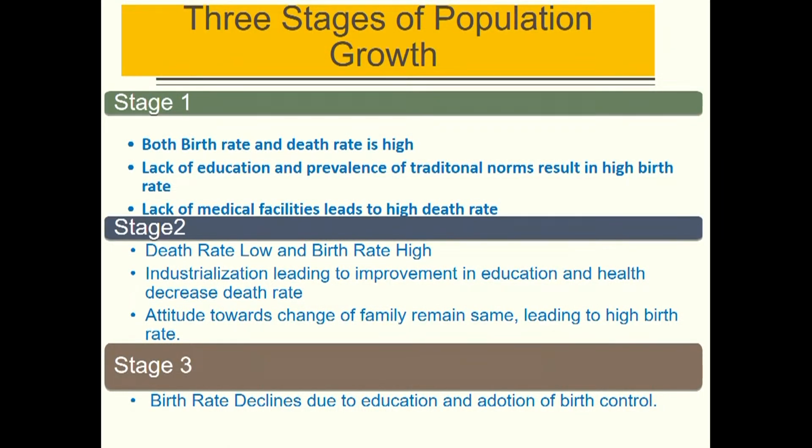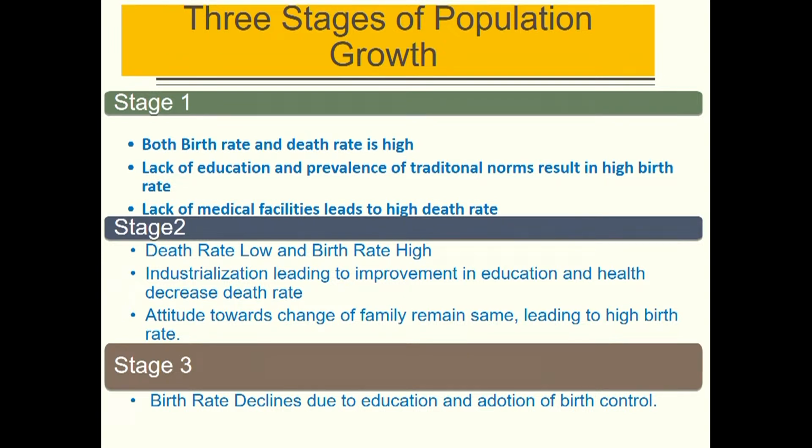There are different stages of population growth. Stage 1 का बात करेंगे तो in stage 1 both birth rate and death rate are high, and due to lack of education and prevalence of traditional norms result in high birth rate. Even there is also lack of medical facilities, which leads to high death rate.